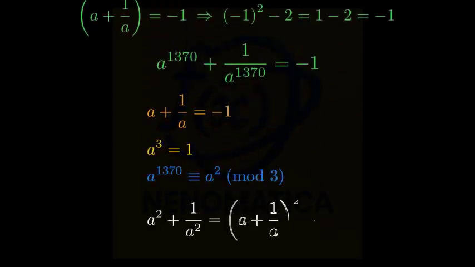Recap. From the quadratic, we found a plus 1 over a equals negative 1, and a cubed equals 1, which makes powers of a repeat every 3. Reducing the exponent gave a squared, and the identity for squares of sums finished the computation.